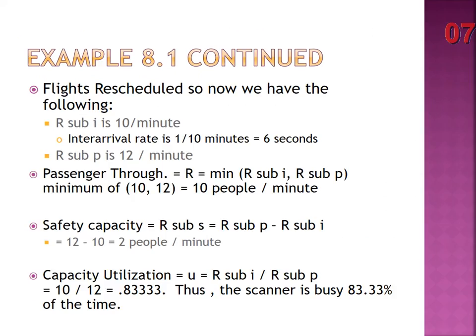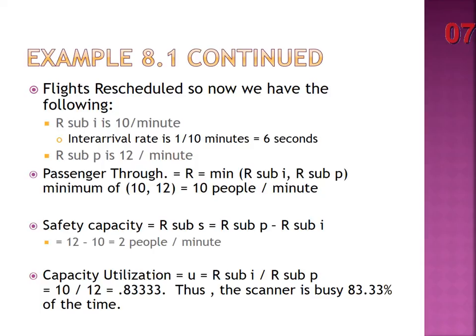Right? And so if we continue that example, if we reschedule the flight, now our arrival rate is 10 customers per minute, so our inter-arrival time is 1 customer every 10 minutes, or every 6 seconds, right? And our processing rate is still 12 per minute, okay? Then our passenger throughput is the minimum of our inflow rate or our processing rate, so our passenger throughput is now 10, okay?